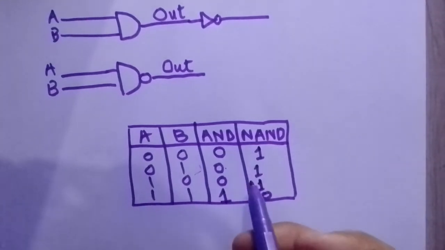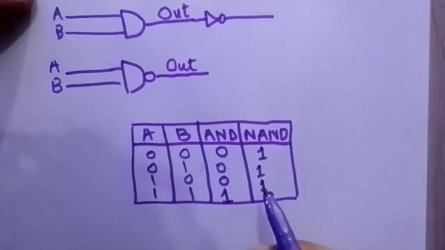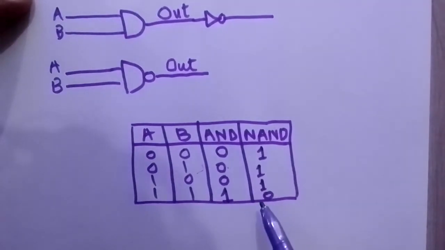Okay, for NAND gate, the output will be 0 when both the inputs are 1. Okay, when both the inputs are 1, the output of NAND gate will be 0. Otherwise, if any of the inputs is 0, the output of NAND gate will be 1.